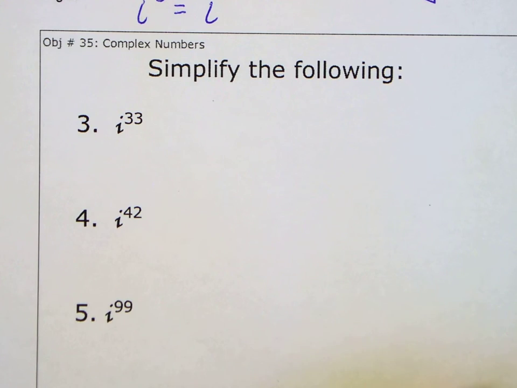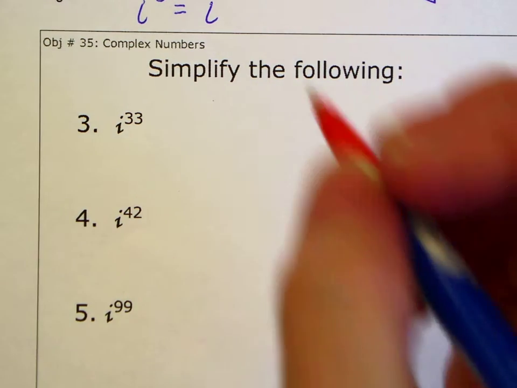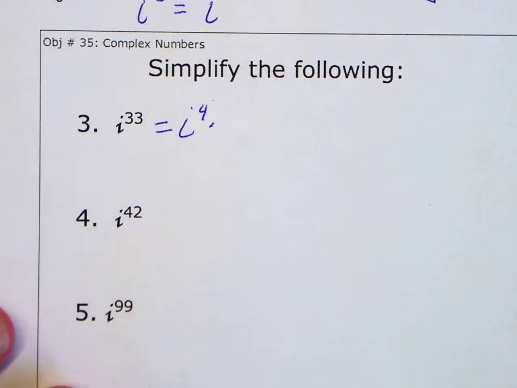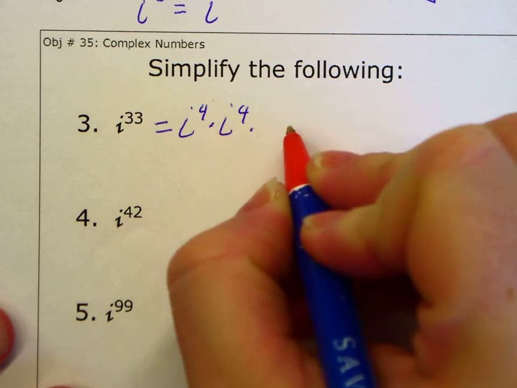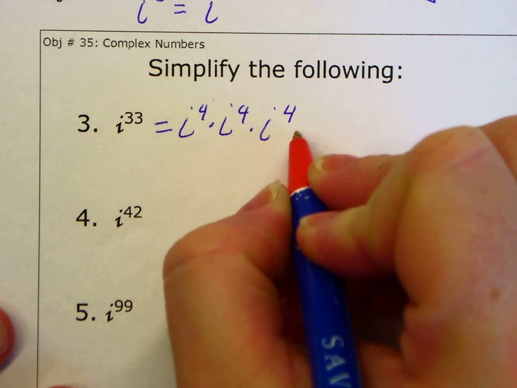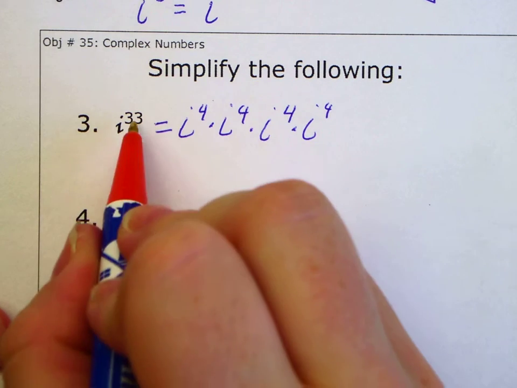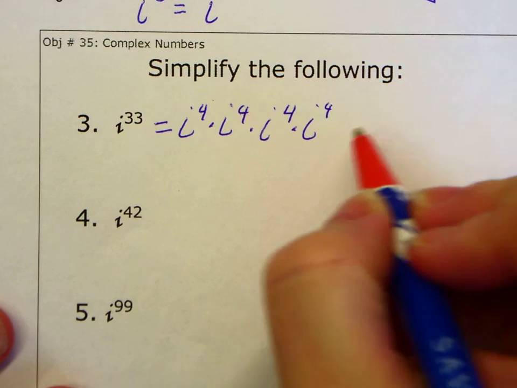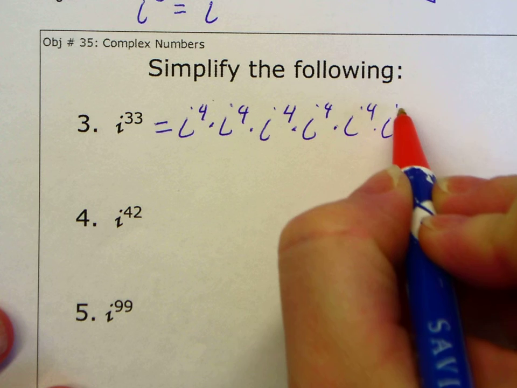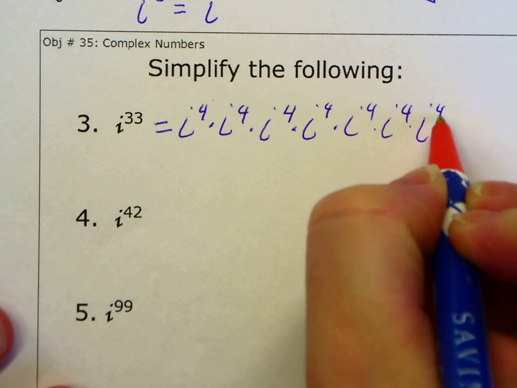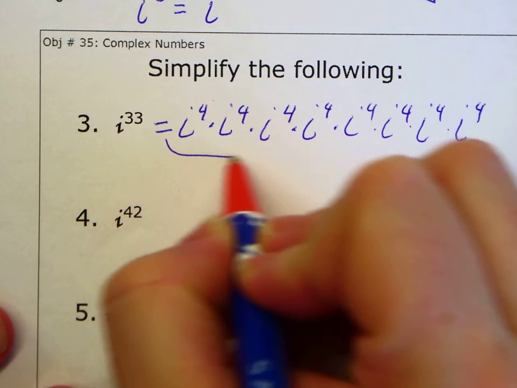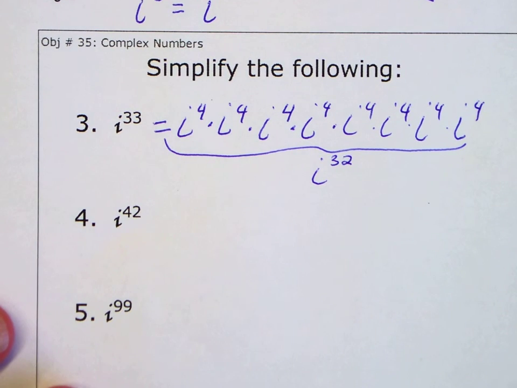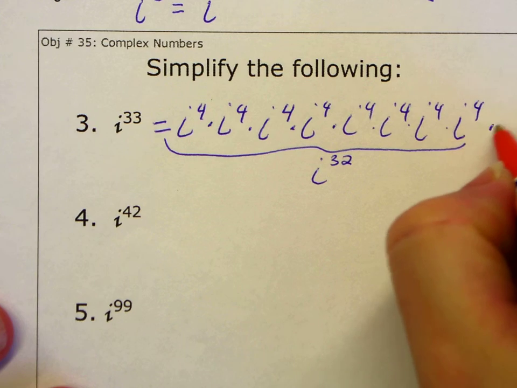So, if we have i to the 33rd, every 4 i's we start over. So, i to the 4th. How many i to the 4ths are there in i to the 33rd? 8, right? Because 4 goes into 32 8 times. 1, 2, 3, 4, 5, 6, 7, 8. All of those together gives you i to the 32. But now we have something left over. What's left over? We have an i left over.